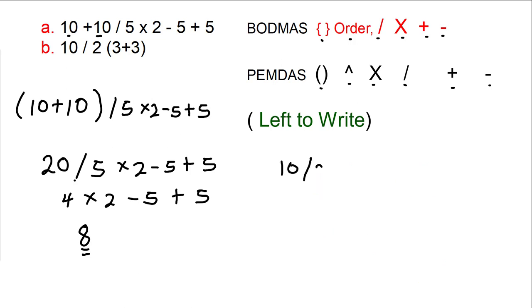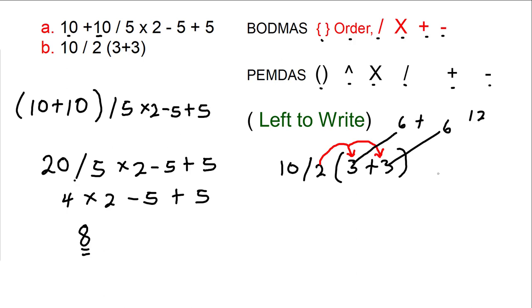From the second example, which is 10 divided by 2, parenthesis 3 plus 3, do not distribute 2 among what we have in the parenthesis. That is, if you distribute 2 among 3 and then 2 among 3, 2 times 3 is 6, another 2 times 3 is 6, and 6 plus 6 is 12. So we now have 10 divided by 12.